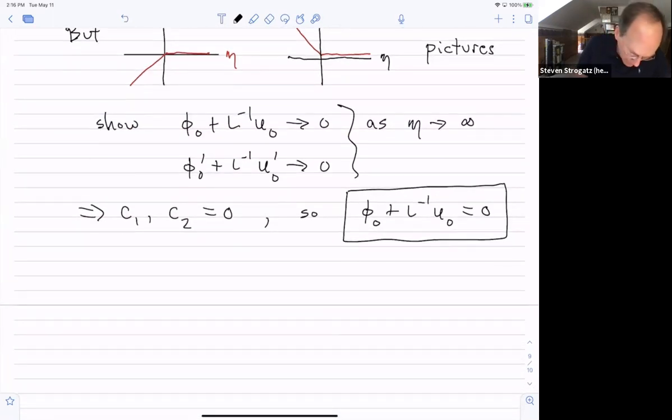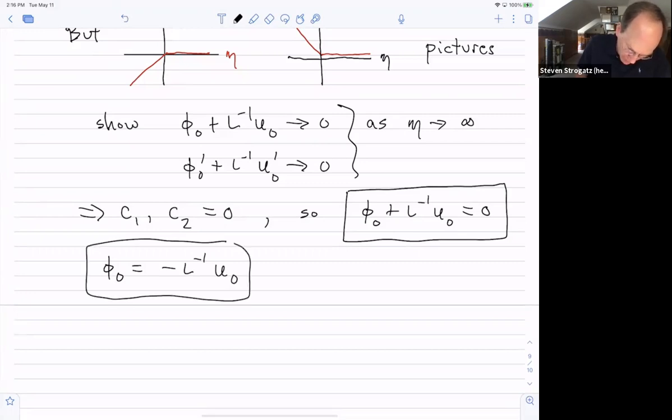Let's do it this way. Phi zero is just minus L inverse of U zero. So one is just a scaled version of the other. That's pretty nice. Again, just in the inner layer we're talking about here.